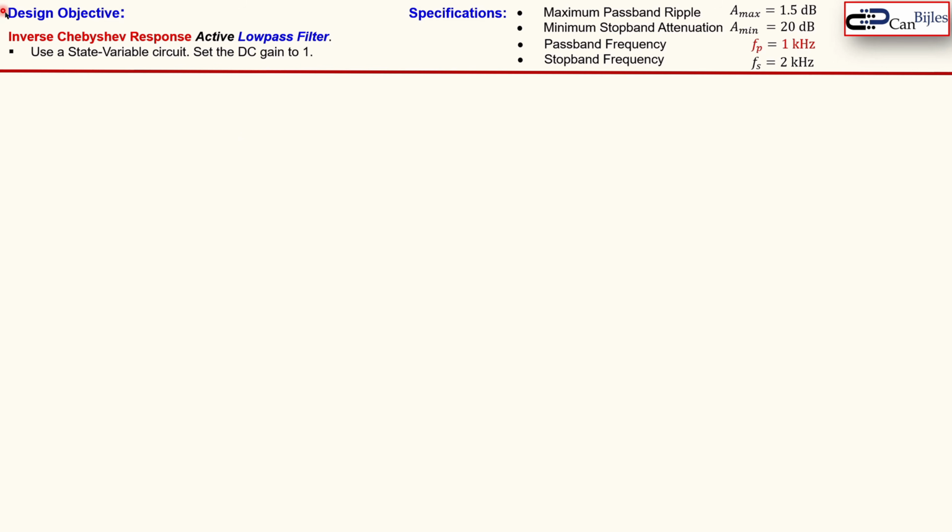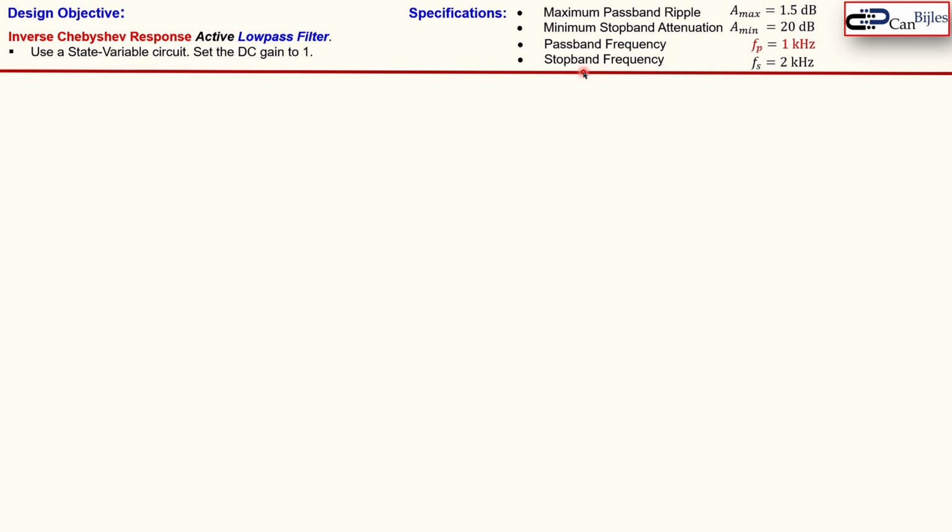Okay, our design objective is shown here. We would like to design an Inverse Chebyshev active low-pass filter, and we will use a state variable filter circuit. The DC gain we need to have is 1, or 0 dB. The specifications for this filter are shown here. The maximum passband ripple is 1.5 dB. The minimum attenuation is 20 dB. The passband frequency is 1 kHz and the stopband frequency is 2 kHz.